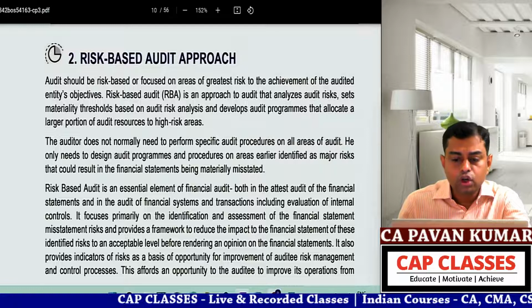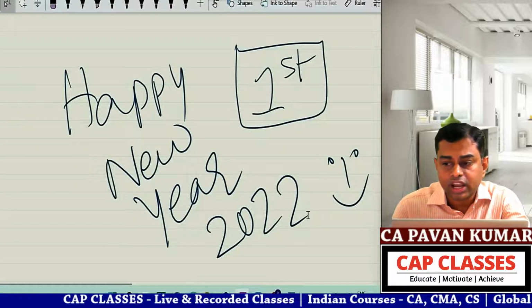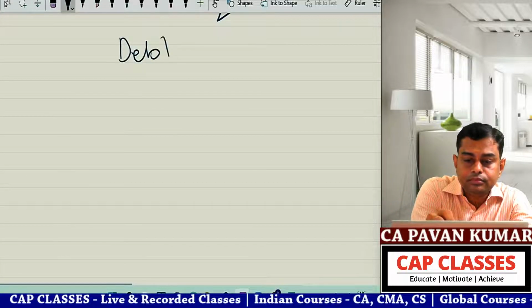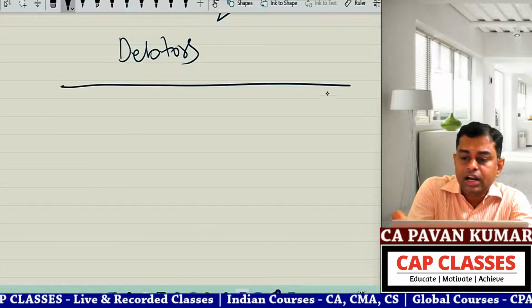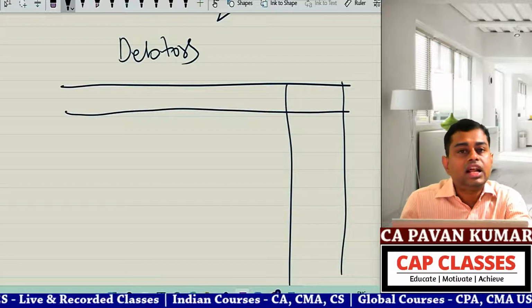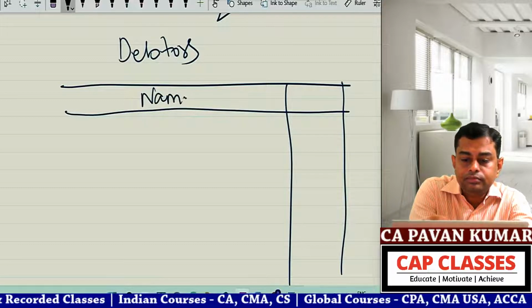Okay, so look here, you have debtors. When you open debtors, this is the debtors schedule. Name of the debtor, amount.